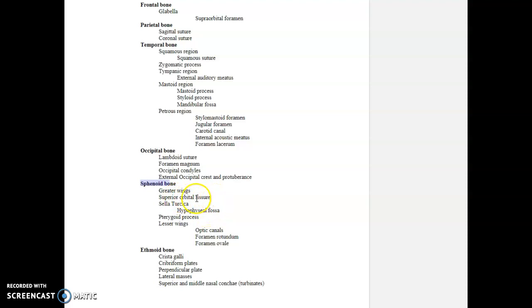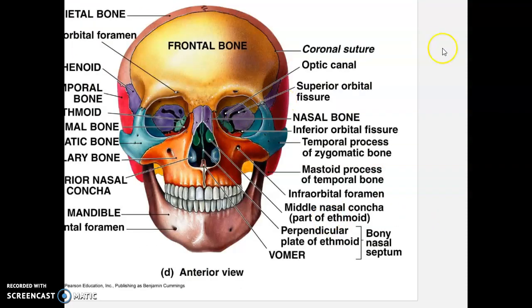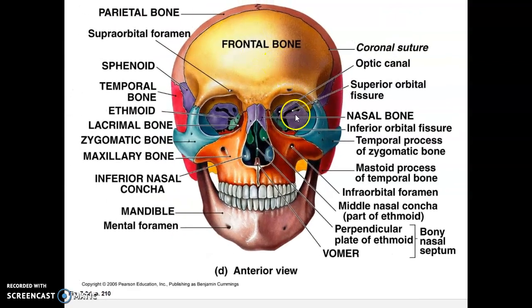Okay, now the superior orbital fissure is actually in the eye socket region. So let's look at that real quick. If we were looking into the orbital of the eye, this purple bone back here is the sphenoid bone, because it forms the rear of the orbital. Here's the frontal bone forming the top of the orbital and part of the rear of the orbital, but the sphenoid forms most of the rear of the orbital of the eye.